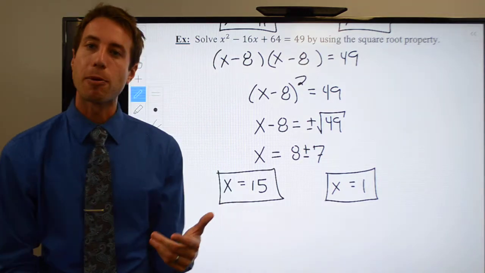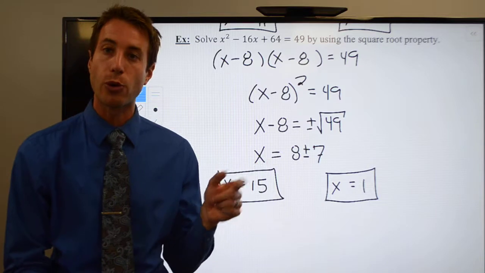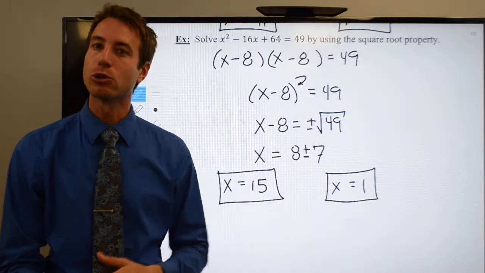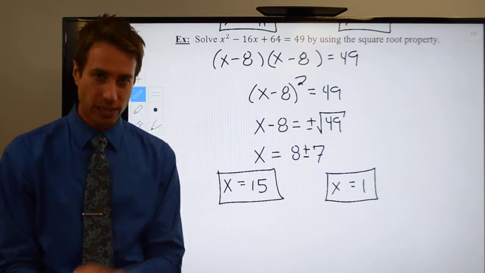I got a few more example problems for you when it comes to using the square root property to solve quadratics, but the next ones get a little trickier. So head on over to the next page of the notes. I'll meet you guys there.